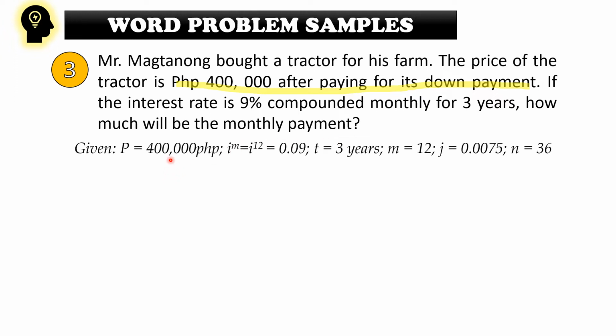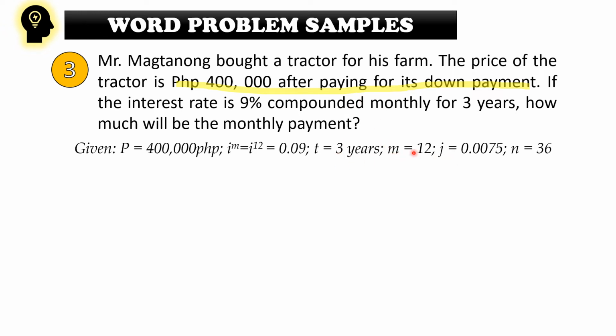First thing to do is to find and write down all the given. We have 400,000 pesos. This is now the principal amount. We have here i raised to m. M refers to the number of conversions. Since ito ay compounded monthly, then that is 12. So i raised to 12. That is 9% or 0.09. Then the time is 3 years, kasi for 3 years niya babayaran.